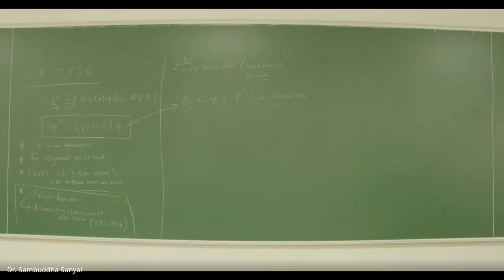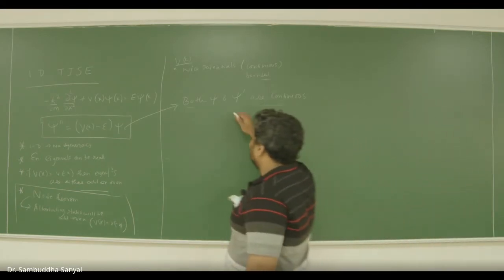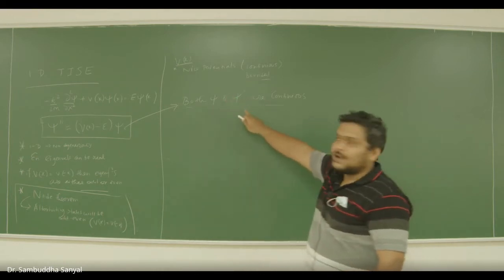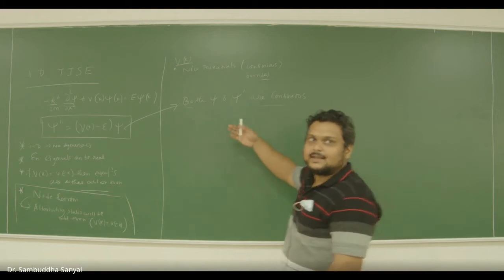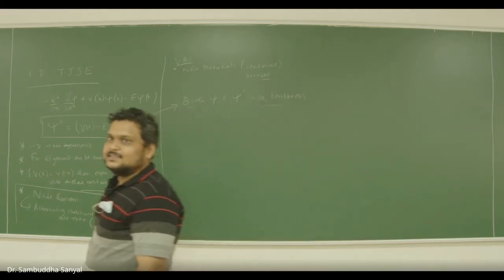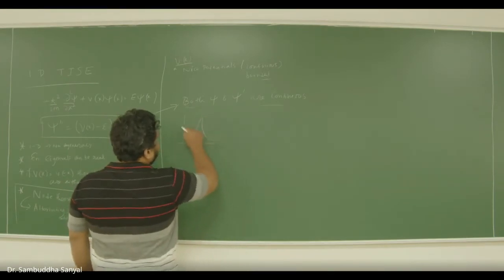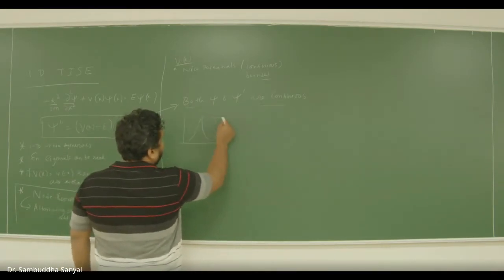If psi is not continuous, psi prime cannot be continuous. Or psi prime is not well defined even. Let's say psi is well defined, but psi prime is not well defined. It has some discrete jump. So it can happen. For example, if you have a function like this, its derivative will behave like this, right?